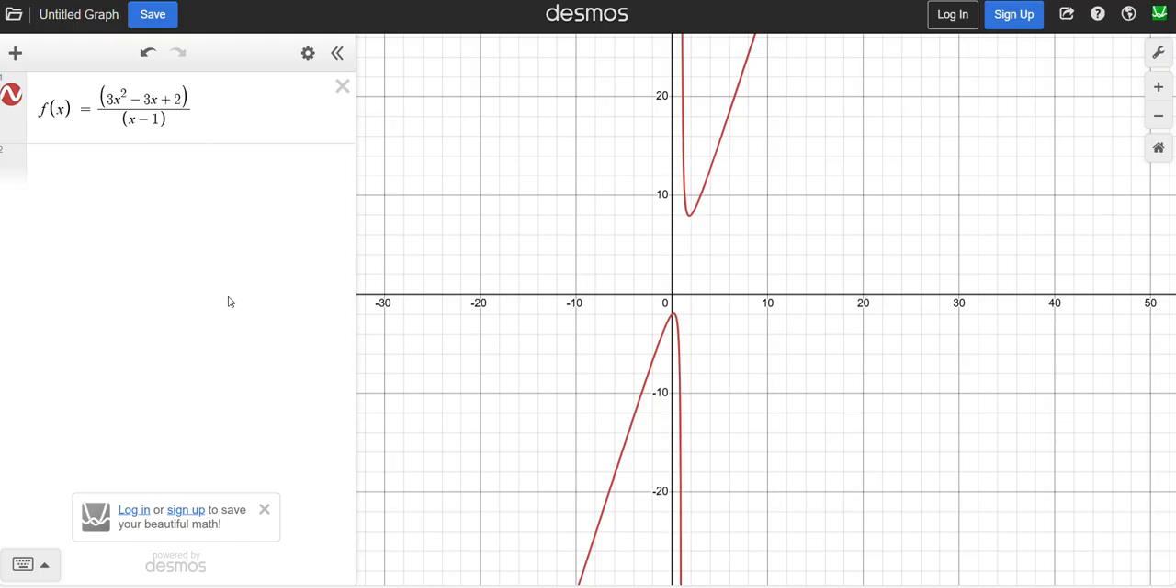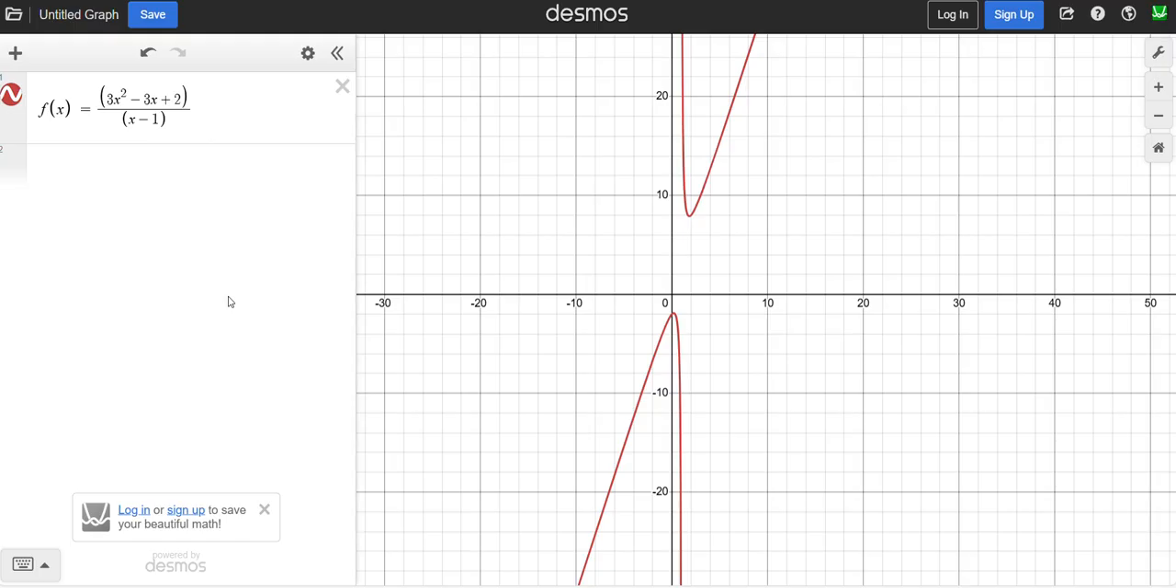Today we'll discuss an example of how to graph a rational function. That is a function that is a ratio of two different polynomials. You can see the fraction here. So this is a graph of the function f of x equals the quantity 3x squared minus 3x plus 2, all divided by x minus 1.